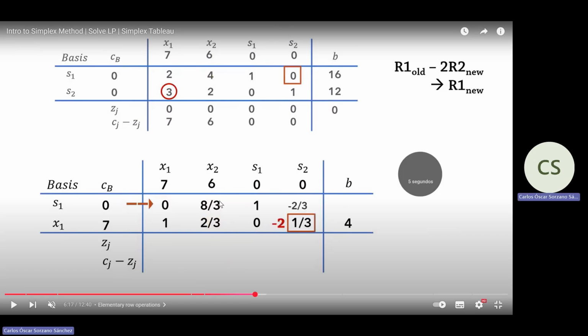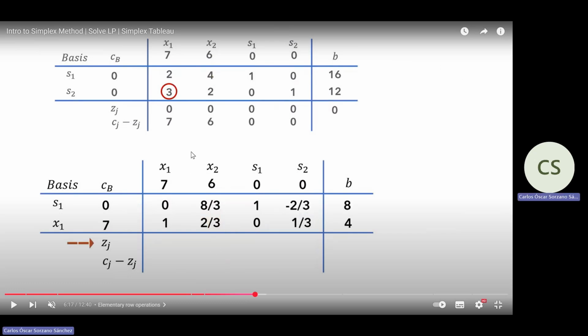So this is linear algebra. With this line, you make this element 0, so you subtract the first row minus twice this one, and this is the result. And the same for the B. So the B, you also have to do that. Then we continue. Now we repeat the same process as before.